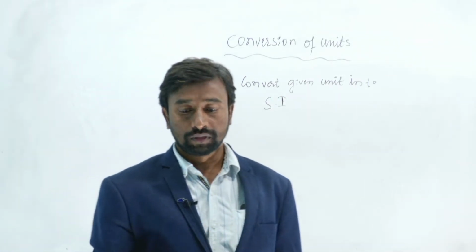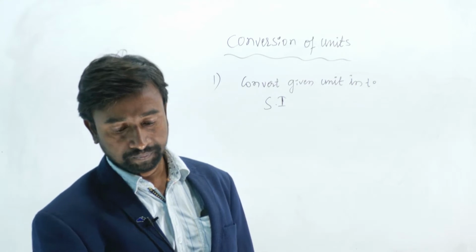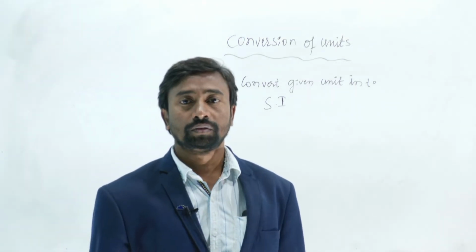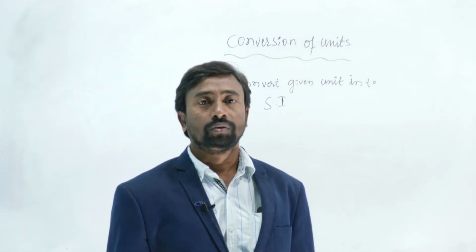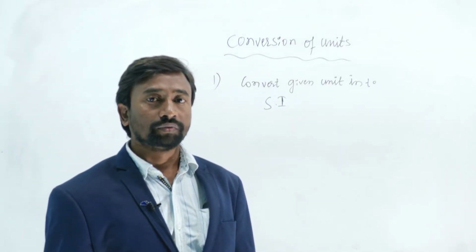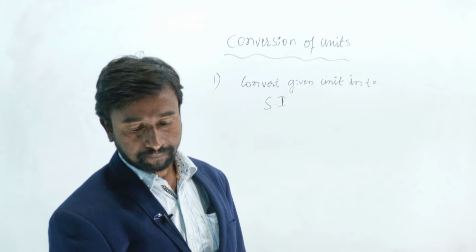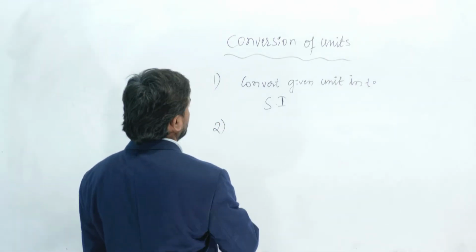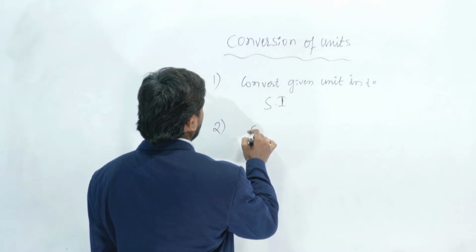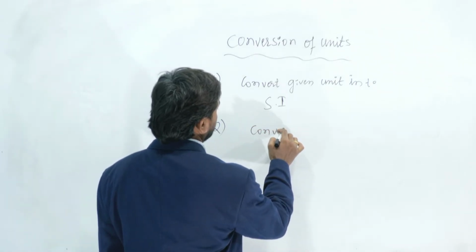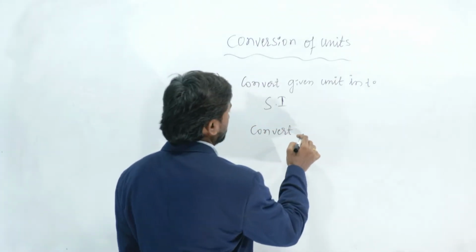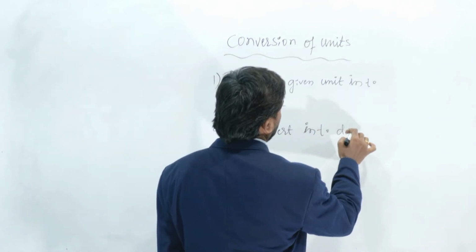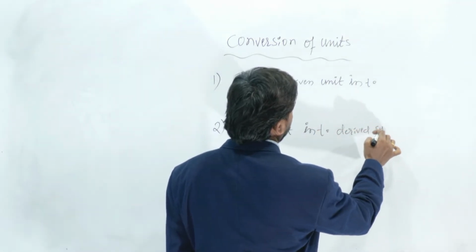Then we have to convert that into the required system. We have to convert a given system of units into the SI system. Then from there, whatever required system of units they are asking, to that we can convert. Then the second one is: convert into the derived system of units.